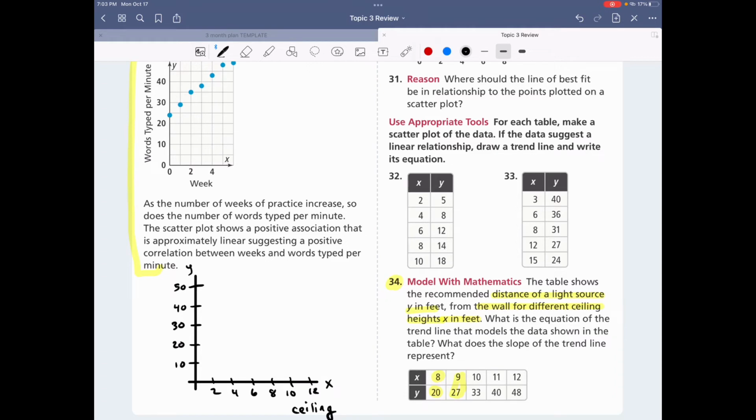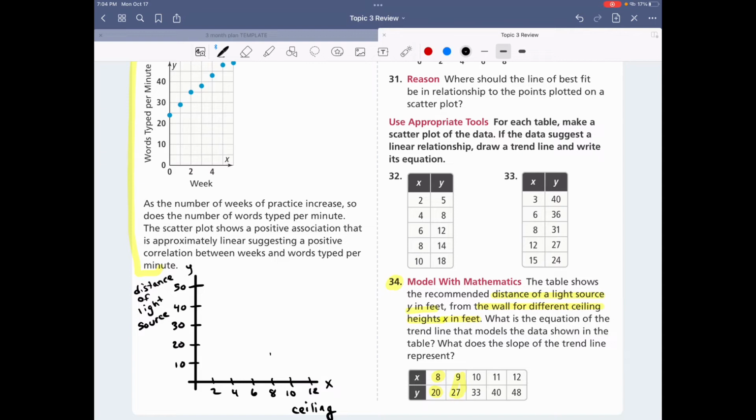Those are my y values, and those are the distance of a light source from the wall. Like I said, whatever that means. I'm not an interior designer. But I'm going to plot these points.